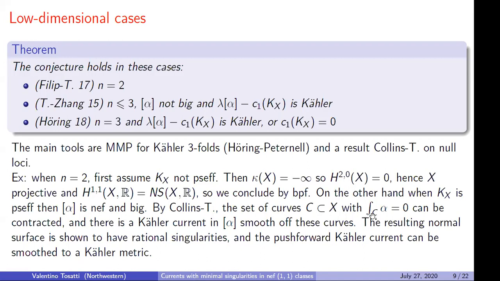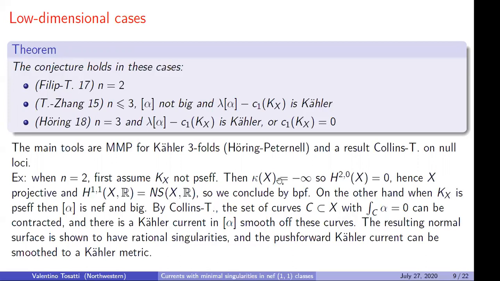And again, I quote here the paper with Collins, but the initial statement in dimension 2 is well known, namely that the set of these curves is finite, and the union of these curves that intersect alpha trivially is exceptional in the sense of Grauert, so it can be contracted. This is well known. And our contribution is that actually you can find the Kähler current on alpha, which is smooth exactly on the complement of these curves. And then the contracted space is a normal analytic surface, which a priori has no reason to be Kähler.